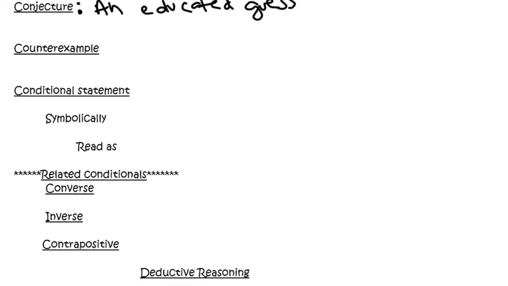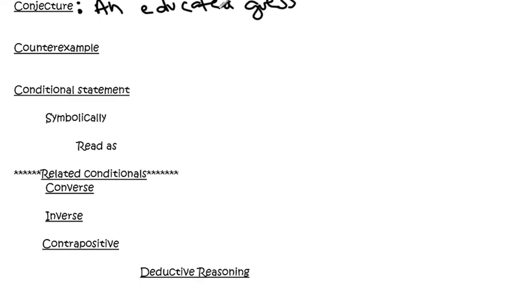A counterexample is a way that you would prove that conjecture is false. So going back to Rick and Bobby, if you had the conjecture that every day they eat pizza for lunch, a counterexample could be if you notice that they eat steak for lunch one day. So that's a counterexample that proves that they don't eat pizza every day for lunch.